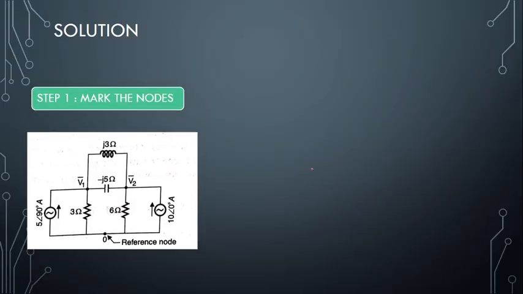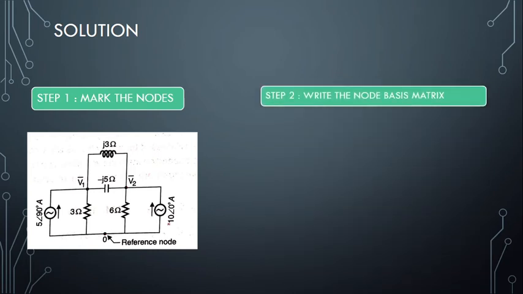So we are marking the nodes. As usual, we mark this as the reference node. If you see at this point, J3 ohm, minus J5 ohm and 3 ohm are coinciding. So we have named this V1 dash. And at this point, again J3 ohm, minus J5 ohm and 6 ohm are meeting. So we have named this V2. In this question, both the sources are current sources, so we are not performing any source transformation.